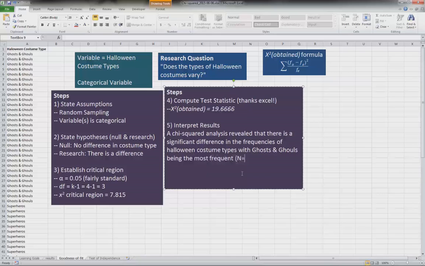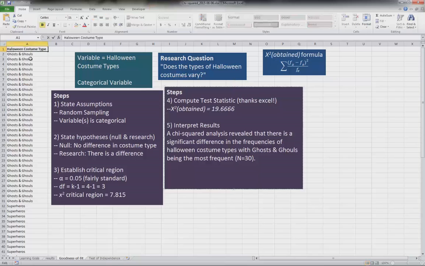We can put n equals 30, right? So that gives a more layperson's description of what we actually found here. And so we can say a chi-squared analysis revealed that there's a significant difference in the frequencies of Halloween costume types, with ghosts and ghouls being the most frequent, right? So this lets us know the number of people who wore ghosts and ghouls as opposed to other things, right? So that's our chi-squared goodness of fit. So again, we're just looking at one specific variable.